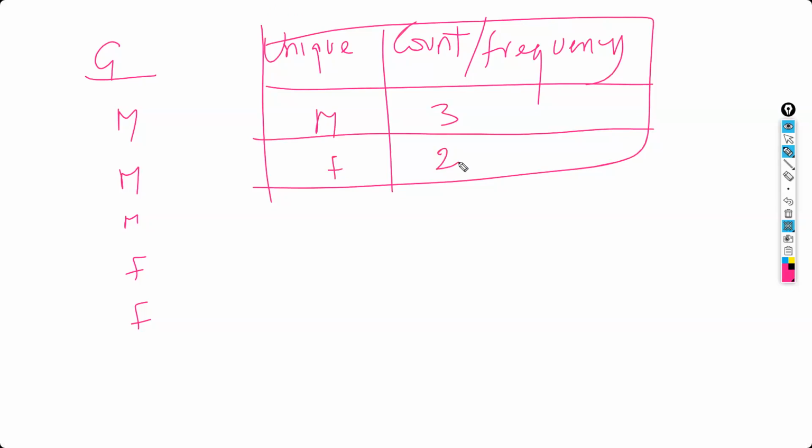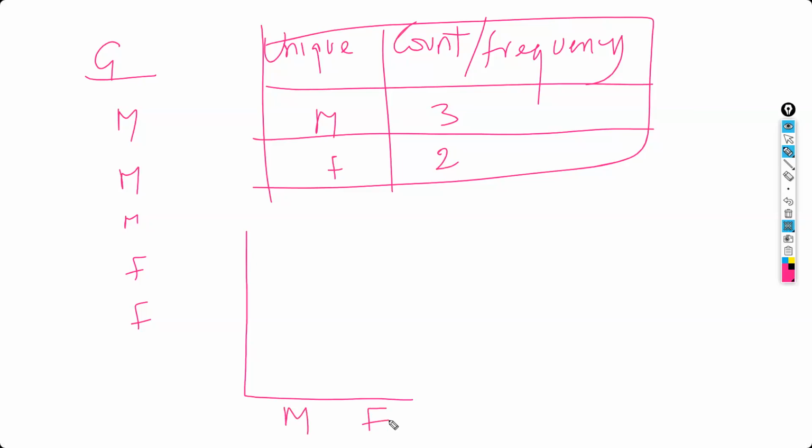Now frequency table is okay. Now you are going to draw the diagram. The same thing represent in a diagram. It is called as distribution. If you represent the data in a plot, it is called as distribution. What distribution? So here M you are going to take, F you are going to take.